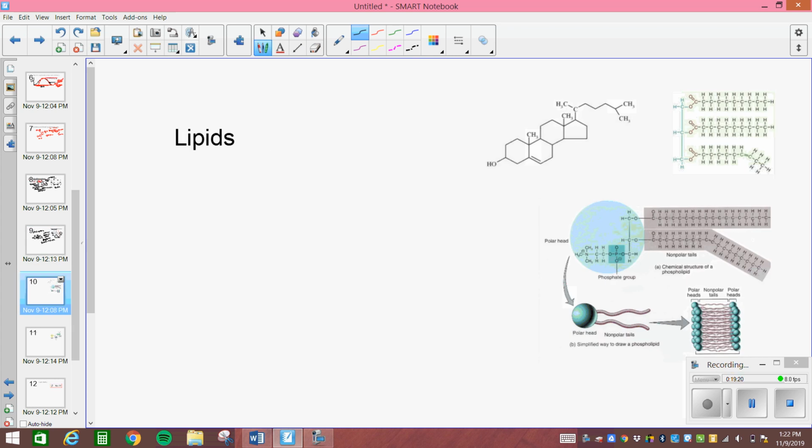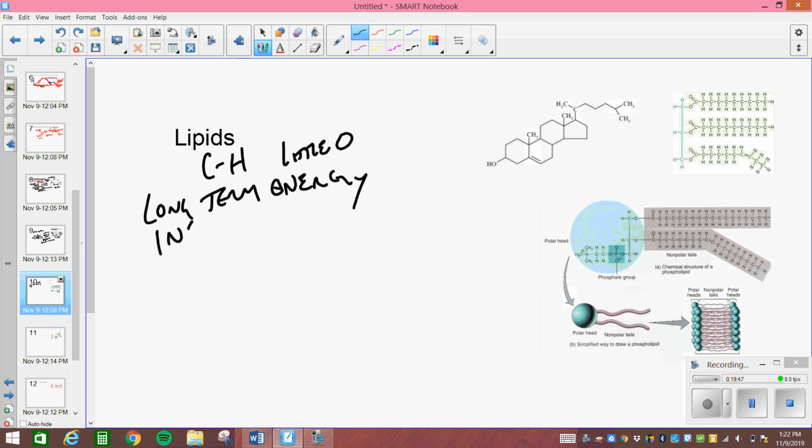Onward we go, lipids. So lipids have a lot of carbon and hydrogen as well, but very little oxygen. There are three different groups of lipids that we talked about. Before we get there, let's just talk purpose. They are long-term energy, so we can store that up. They can insulate our body. They serve for shock protection. But they can also be hormones. And super important, they build cell membranes.